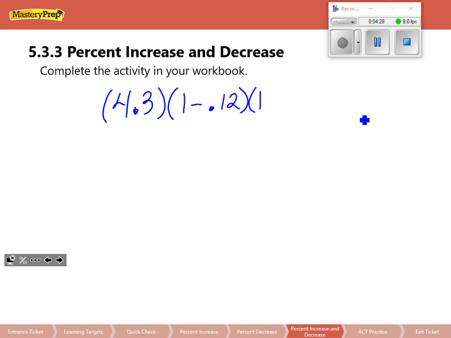Since it's a discount, we're talking about subtracting it from 1. So we can say 1 minus 0.12. And then she has another coupon that takes off 4%. And then we have to add sales tax, so that'd be 1 plus 0.06. Now, if we wanted to, we can go on and type this into the calculator just as we see it here. We can say 4.3, parentheses, 1 minus 0.12, close parentheses, open parentheses, 1 minus 0.04, close parentheses, open parentheses, 1 plus 0.06.